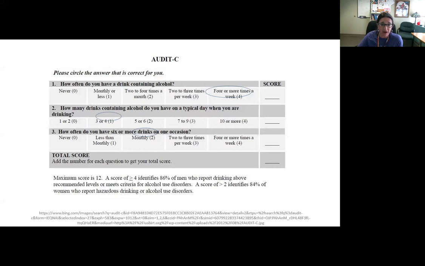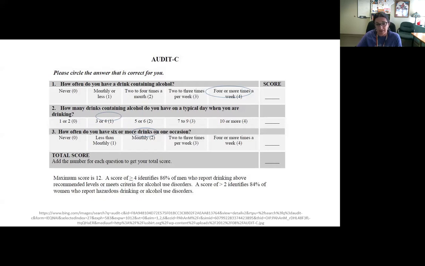So in this case, we have someone who circled, how often do you have a drink containing alcohol? She circled 4 or more times a week. How many drinks containing alcohol do you have on a typical day when you're drinking? She circled 3 or 4. And how often do you have 6 or more drinks on one occasion? Circled monthly. And so for the score for this person, you would get 4, 1, and 1, so a score of 7. And then you see here that a score of at least 4 identifies 86% of men who report drinking above recommended levels or meet criteria for alcohol use disorder, and a score above 2 identifies 84% of women.